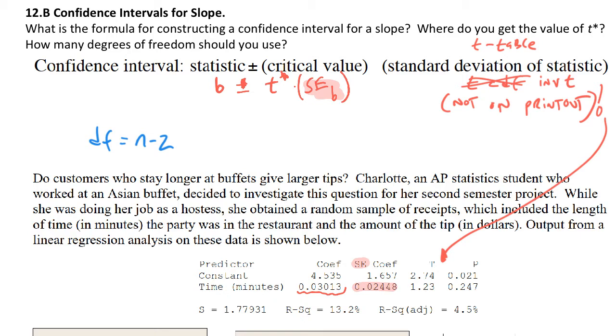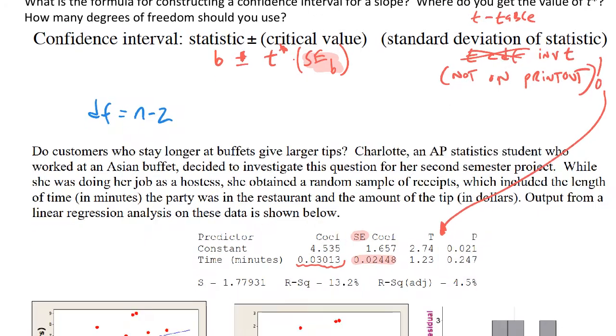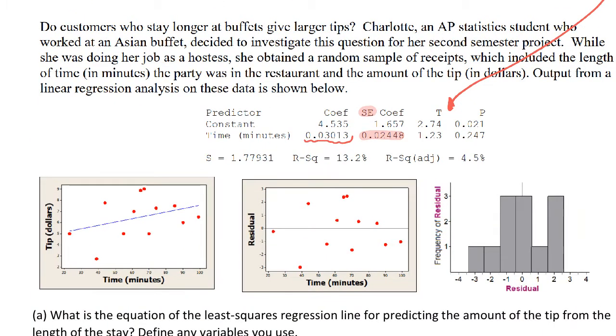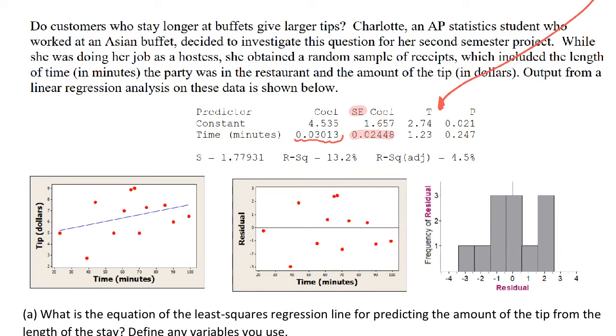Okay, so do customers who stay longer at buffets give larger tips? Well, Charlotte, an AP statistics student who worked at an Asian buffet, decided to investigate this question for her second semester project. Maybe you guys should do one of those. She was doing her job as a hostess, while she obtained a random sample of receipts, which included the length of time in minutes the party was in the restaurant and the amount of tip in dollars. Output from a linear regression analysis of these data is shown below.